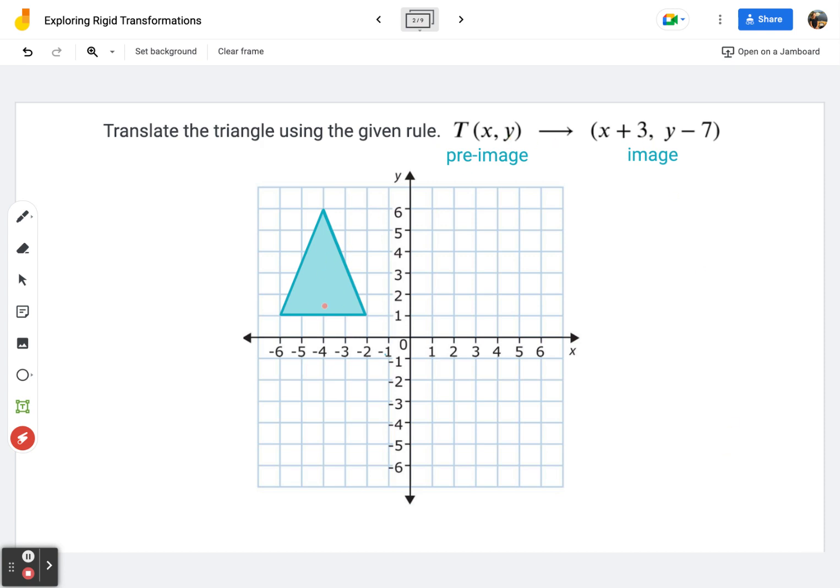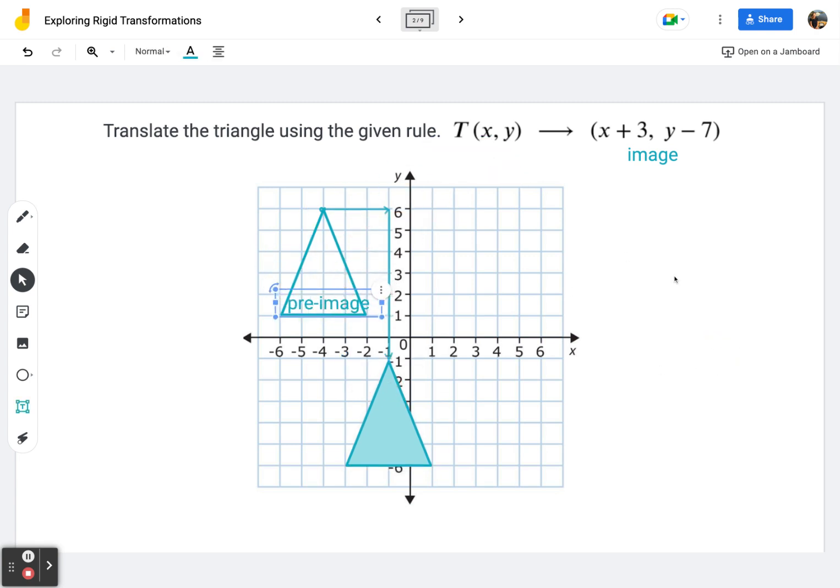So this triangle is going to be translated, or shifted, or slid 3 units to the right and 7 down. Now let's take a look at any vertex. I'll pick this point right here. I want to picture moving this vertex 3 units to the right, because that's my x plus 3, and then 7 units down. So this pre-image point up here is going to be relocated after the translation down here. This was my pre-image before the translation. This is the image after.